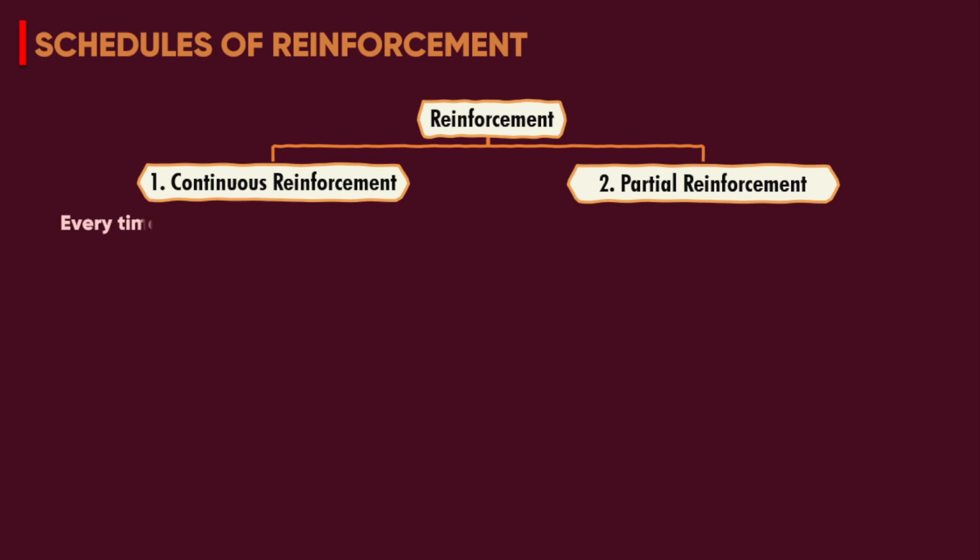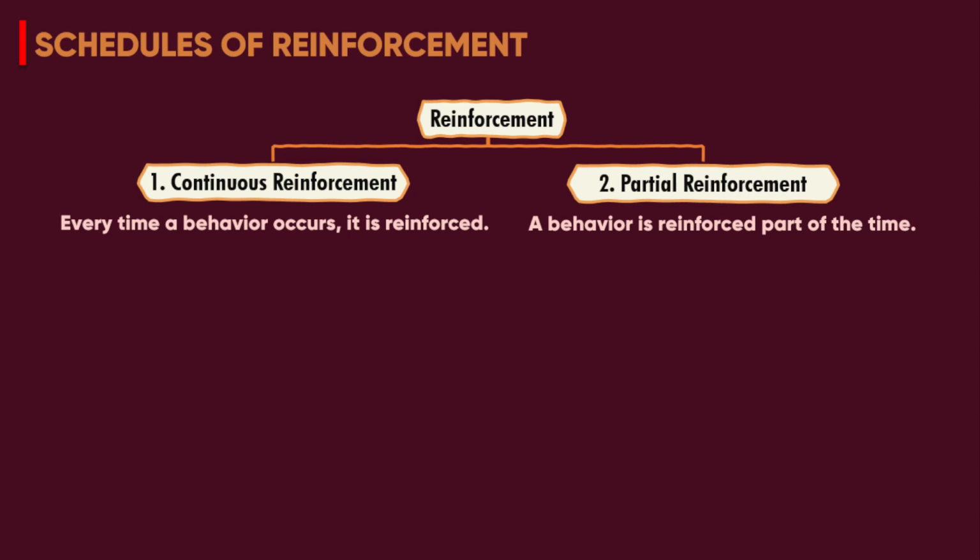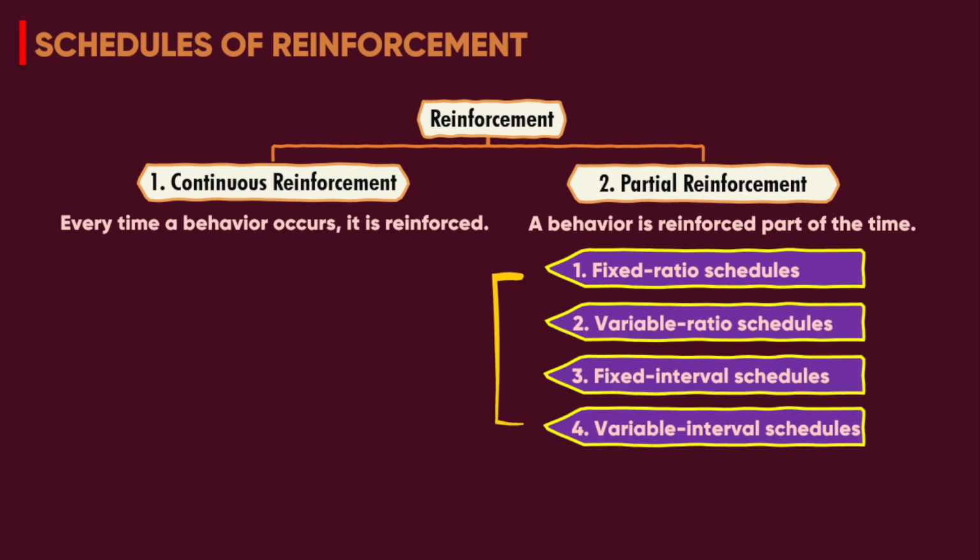In continuous reinforcement, every time a behavior occurs, it is reinforced. And in partial reinforcement, a behavior is reinforced part of the time. Interestingly, the response that is the result of partial reinforcement is actually more resistant to extinction because the behaviors are learned over time and not acquired all at once. Partial reinforcement can be further broken down into four schedules, that is fixed ratio schedules, variable ratio schedules, fixed interval schedules and variable interval schedules.